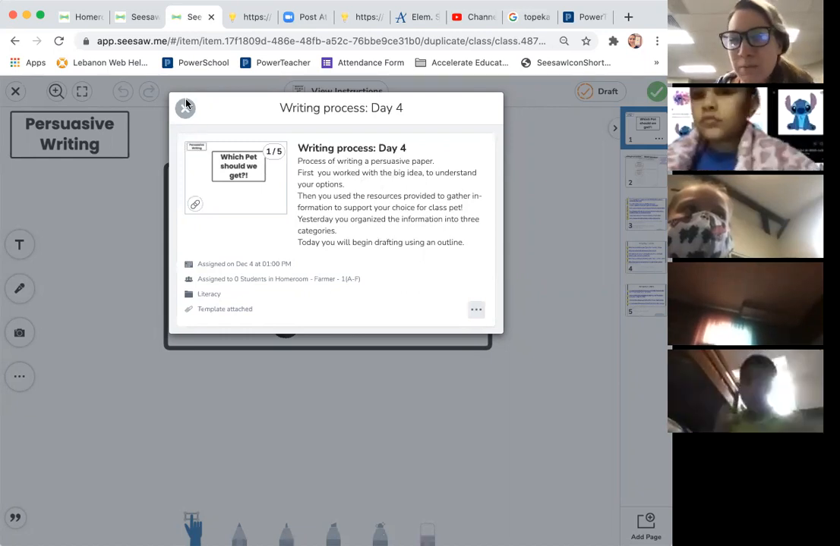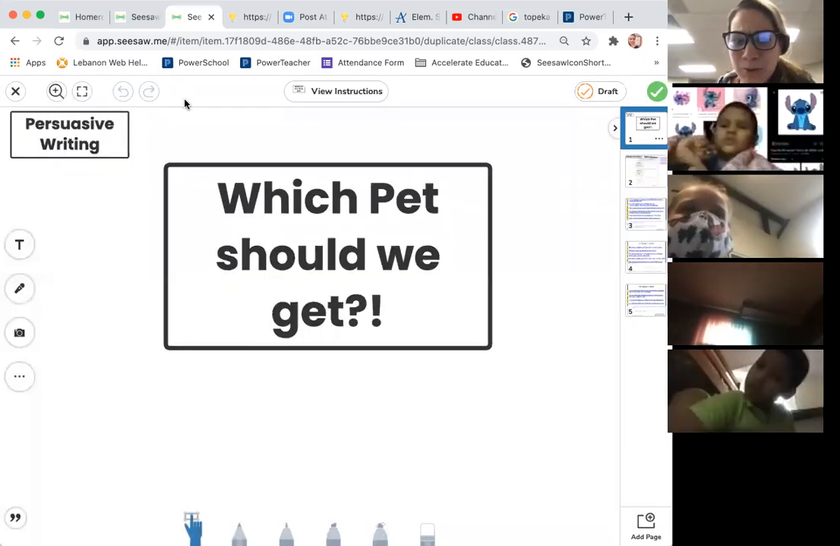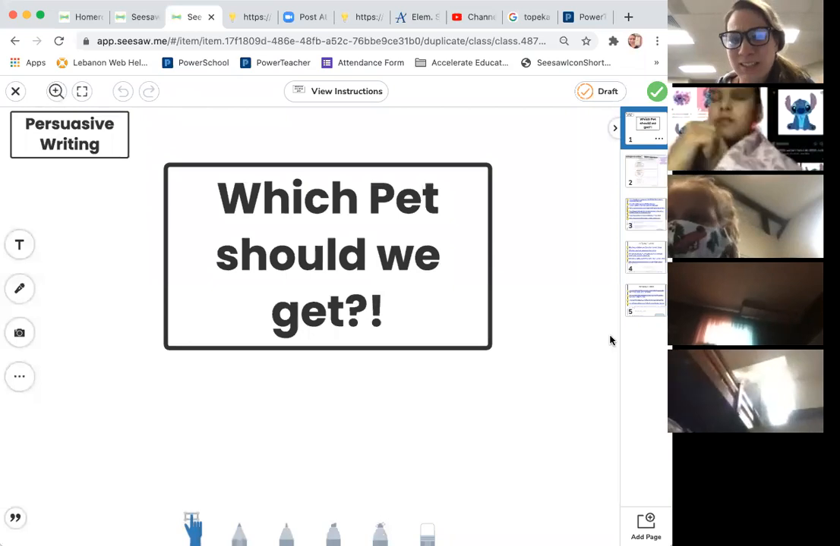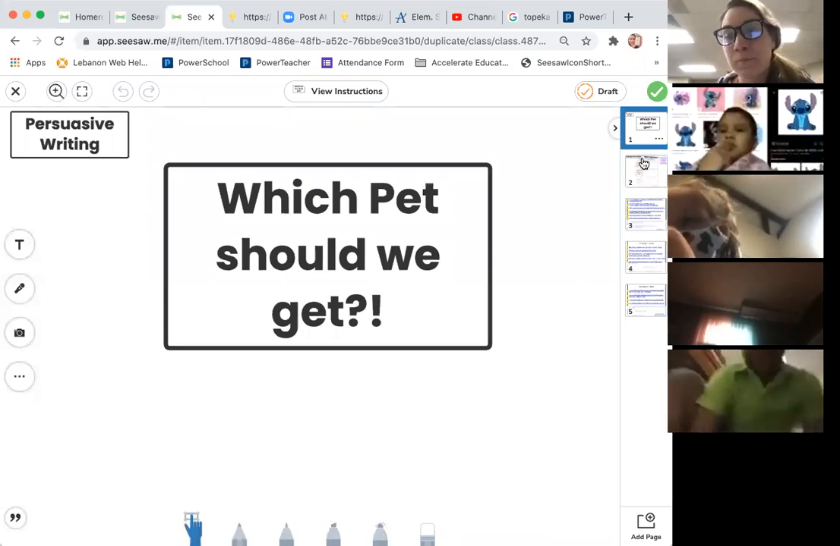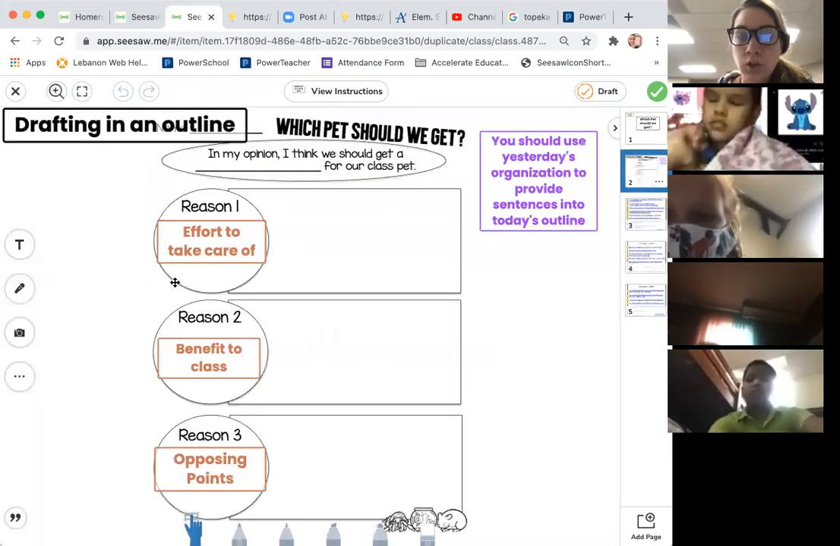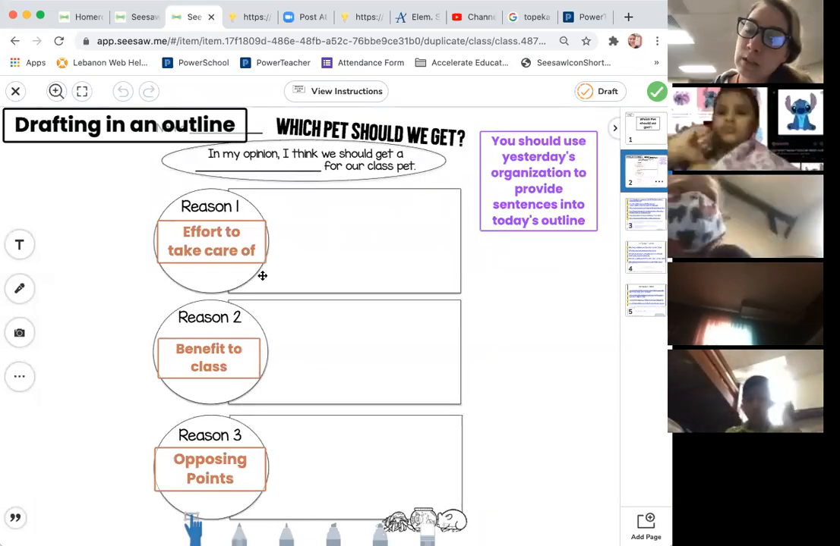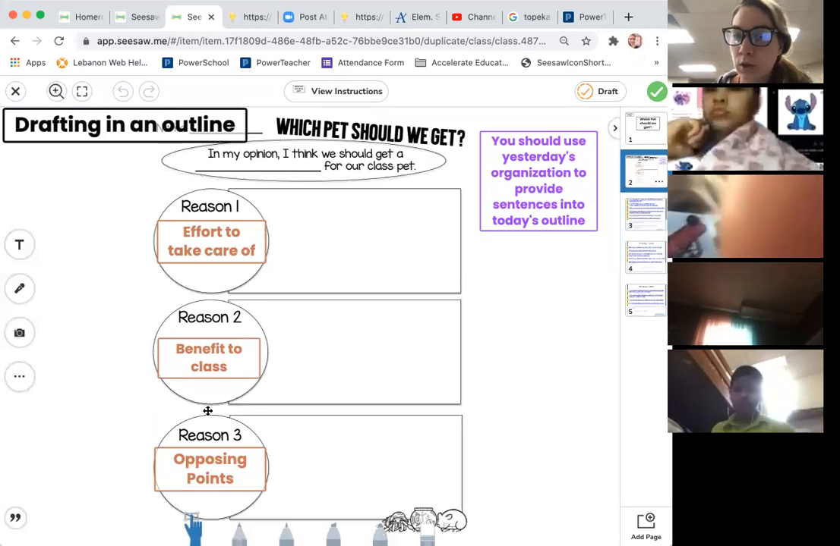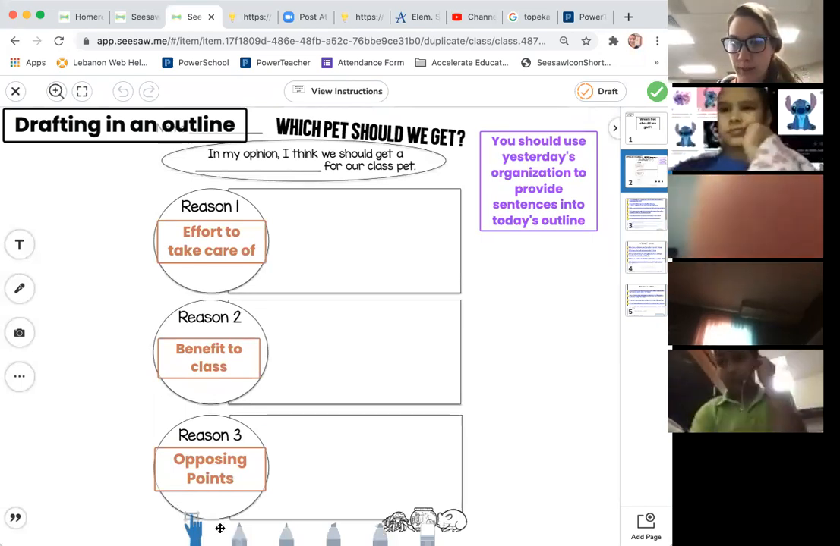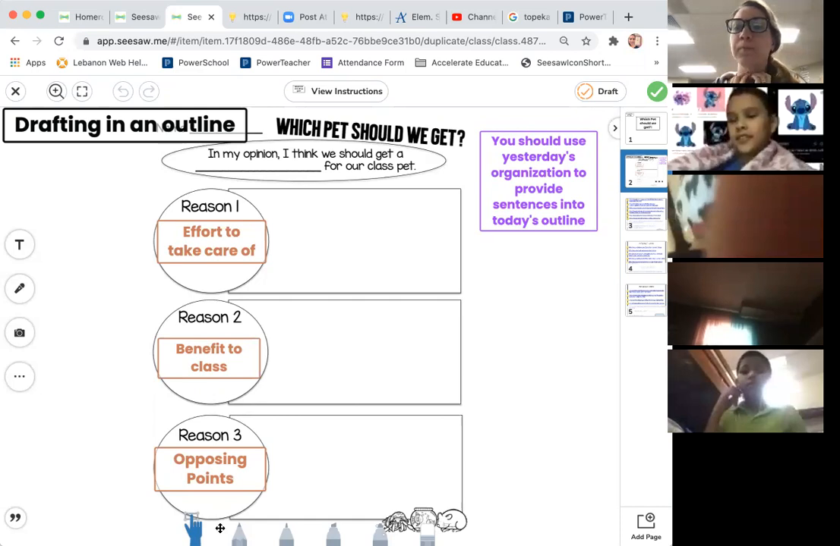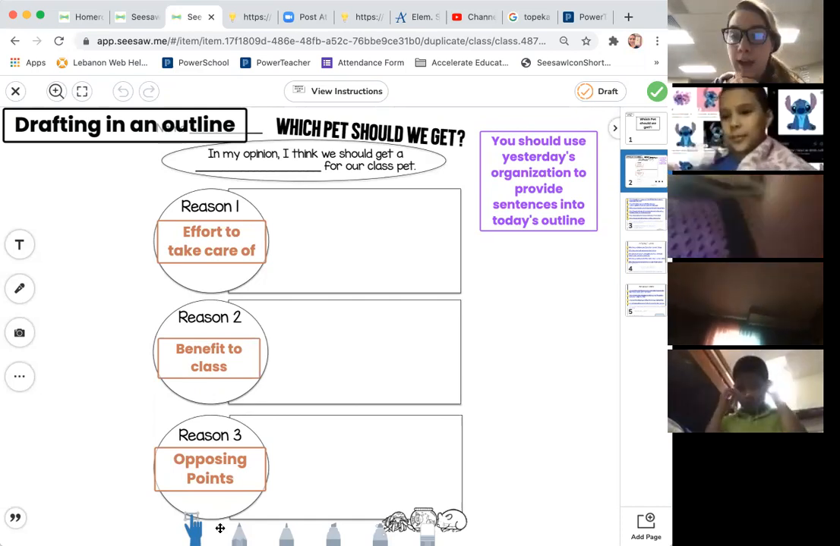So what does that mean? We're drafting using an outline? That doesn't even make sense. It's not even a thing. Well, it is. Yesterday, you had these 3 reasons and you put all 9 of your other reasons from 2 days ago into your 3 reasons on that chart. Do you guys remember that? Yeah, and then today we had to make a sentence, like a paragraph.